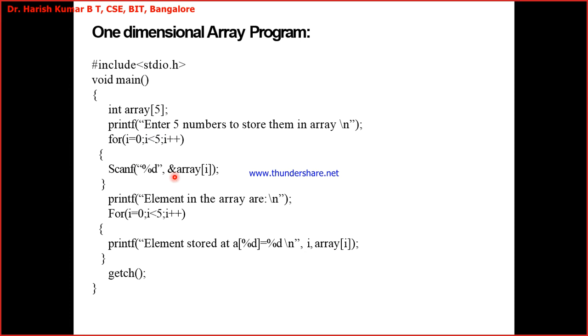So now you are reading dynamically, initializing the array at runtime, and printing all the elements of the array here, and then finally you are making a call to getch. Once this executes, I want to display the output on the screen. Sometimes when you want to display the output on the screen, you have to use this getch. When you hit any key on the keyboard, you can see the output on the screen.